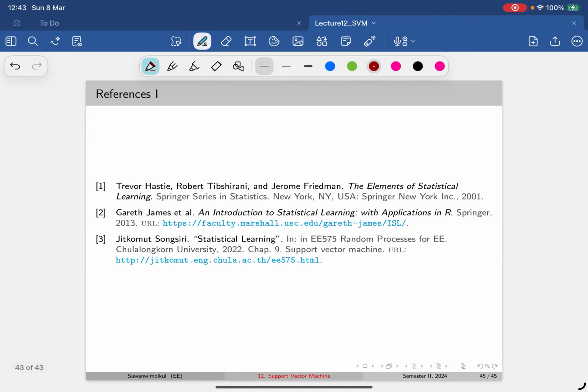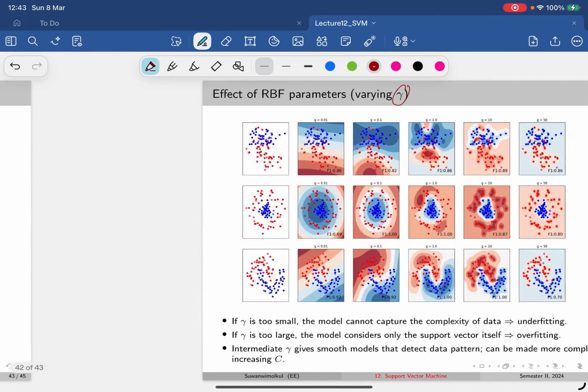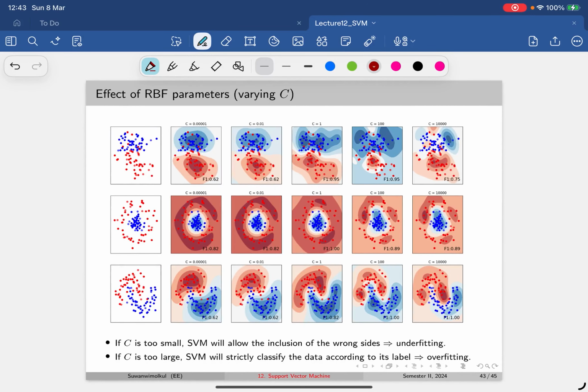Okay, so that is the end of the lecture for support vector machine, and now I will start talking about this in Thai.